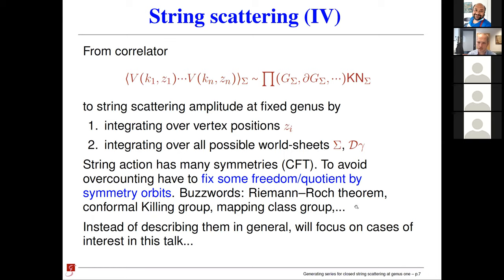I'm not going to say in full generality how you do this. Instead, what I will do is give a few examples and tell you what it looks like. So now I will take a particular instance of this function and carry out these two steps for you to give you the scattering amplitude.